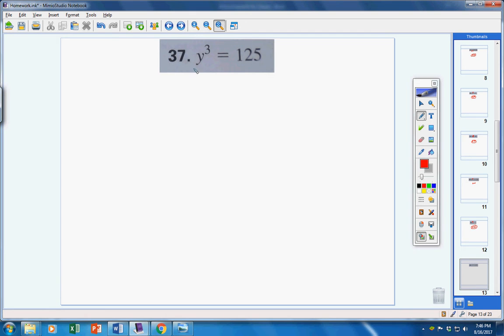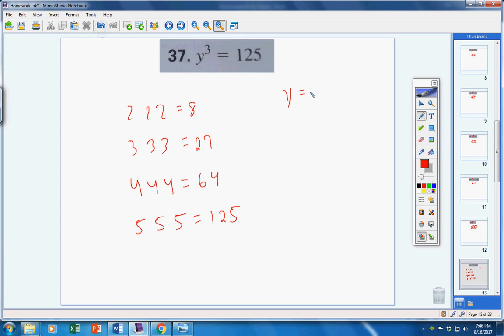Number 37. Okay, now think about this. What number, when multiplied by itself 3 times, gives you 125? Is it 2? Well, 2 times 2 times 2 is 8. Is it 3? 3 times 3 times 3 is 27. Is it 4? 4 times 4 times 4 is 64. Is it 5? Well, 5 times 5 is 25, and 25 times 5 is 125. So yes, it is. The answer is 5. 5 to the third power equals 125. So y equals 5.